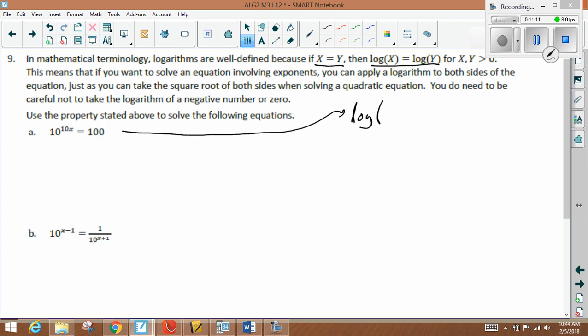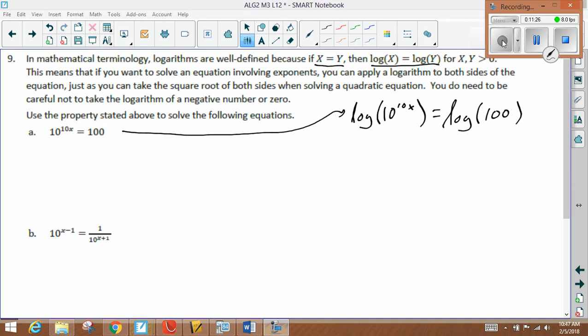So I'm going to take the logarithm of 10 to the 10x, and then I'm going to take the logarithm of the other side. I'm allowed to do that. How are you sure about that? I know. So now I'm going to take the exponent out.